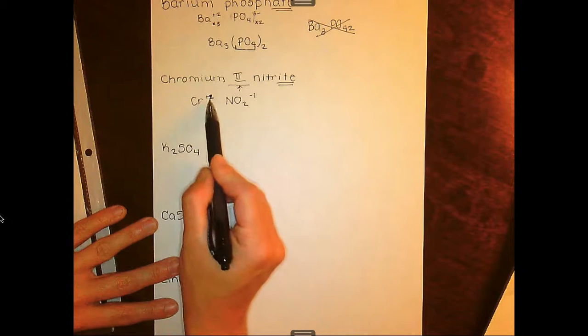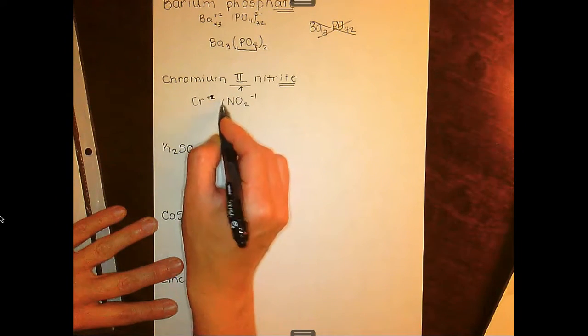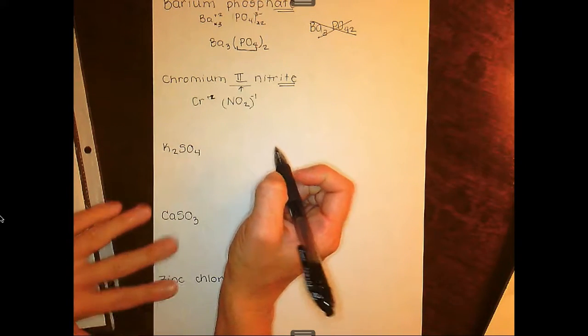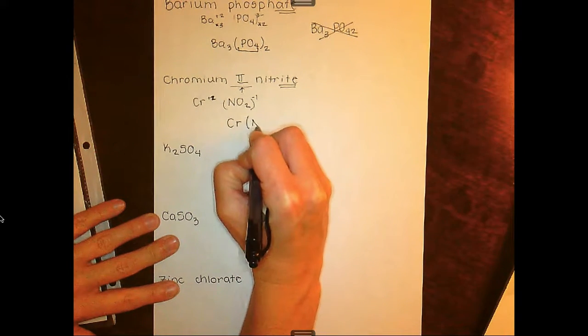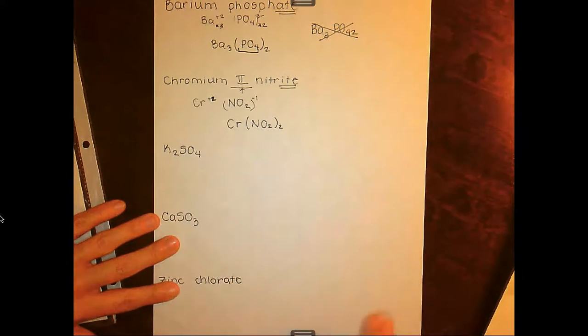So here we have chromium, who's a positive 2, and nitrite, who's a negative 1. So what do I need here? How many nitrites do I need to get rid of that positive 2? I need 2 of them. So we're going to write that as 1 chromium and then 2 nitrites. And that's what that subscript of 2 right there on the outside is telling me.